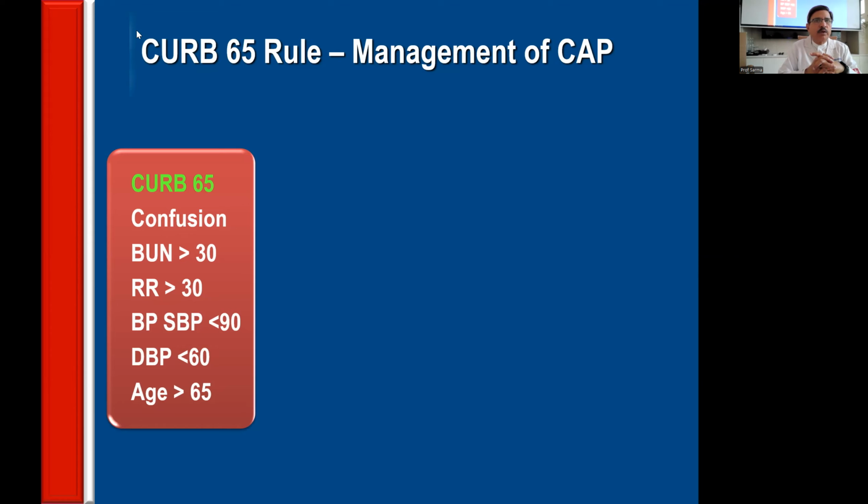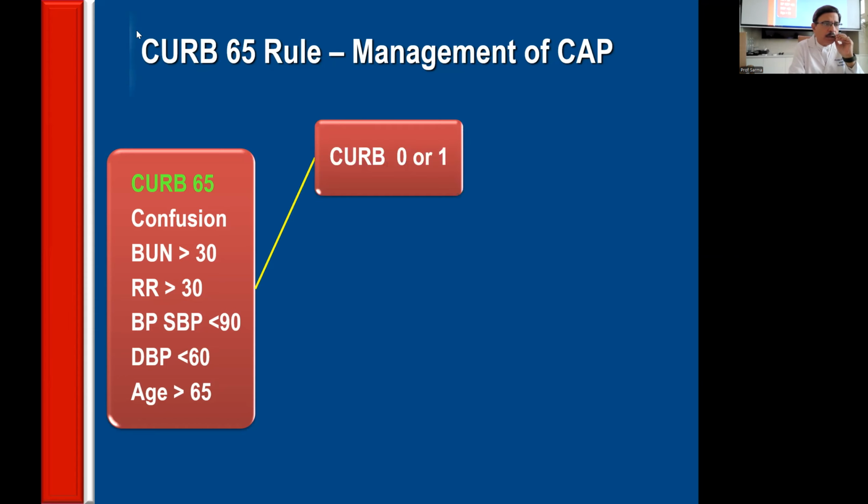Now what do you have to do? In every patient of pneumonia, you have to do the CURB and you have to do the PORT. Depending on the CURB, there are guidelines. CURB score 0 to 1 means none of these points are present. The patient is less than 65, systolic and diastolic blood pressure normal, respiratory rate is not 20, and BUN is less than 30. There is no confusion. The score is 0, or at best he may have 1. 0 to 1: home treatment.